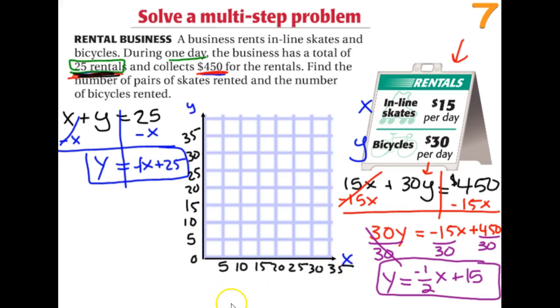So again, X is skates and Y is bikes. But we need to graph these. So I'm first going to graph this one in blue. So we're going to begin at 25 right here. And our slope is negative 1 over 1.